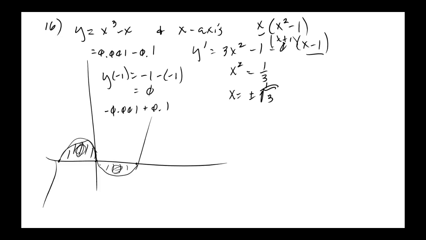So what we can do is do one of them and then double it. Let's integrate from -1. If you did -1 to 1, you're going to get 0. But if you do -1 to 0, you get a positive area, then you double that. So we're looking for twice the integral of x cubed minus x dx.